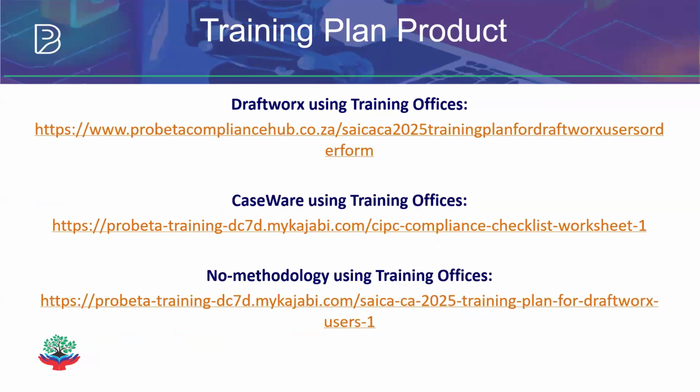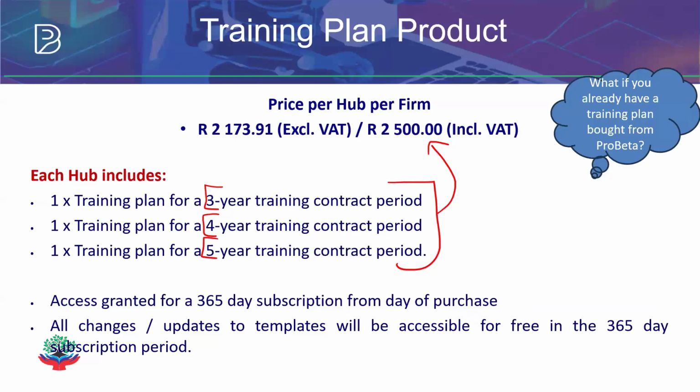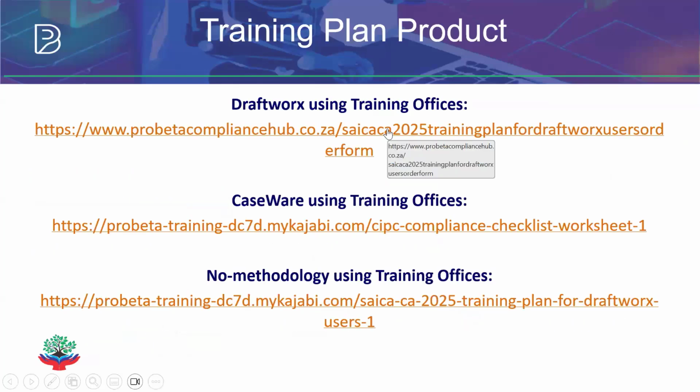So where do we get these training plan products? These are the links. You can just highlight them and then copy paste them in your internet browser. I'm going to quickly show you how it looks. Let's try this one.